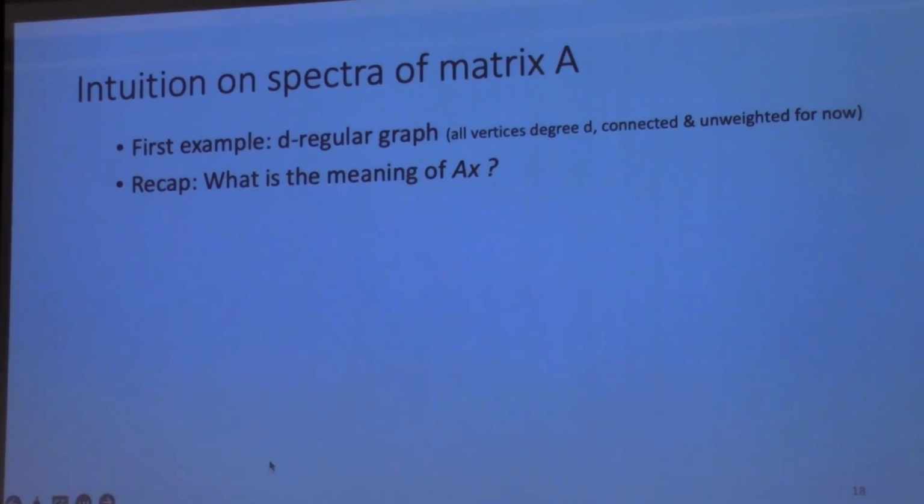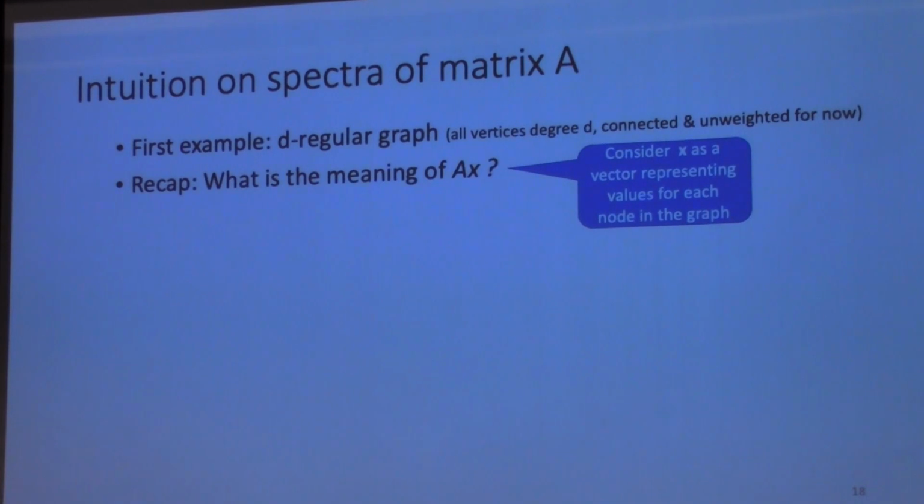So assume now, I'm going to give you some intuition. Assume you have a D-regular graph. That's a graph where all the nodes have degree D. So they all have, for example, 3 links coming out.